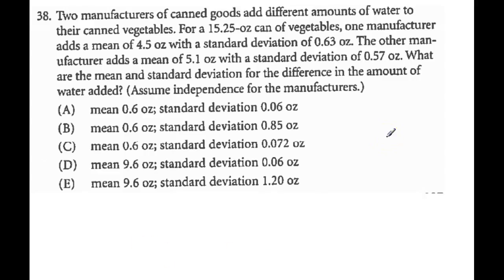And 2 manufacturers of canned goods add different amounts of vegetables. So the other mentions that. So what is the mean and standard deviation of different amounts of water added? So for the mean, add the same way you would think they would add. Let's see, a mean of 4.5 and a mean of 5.1. So if I add those together, that would be 9.6. So I know the mean is 9.6 right away.